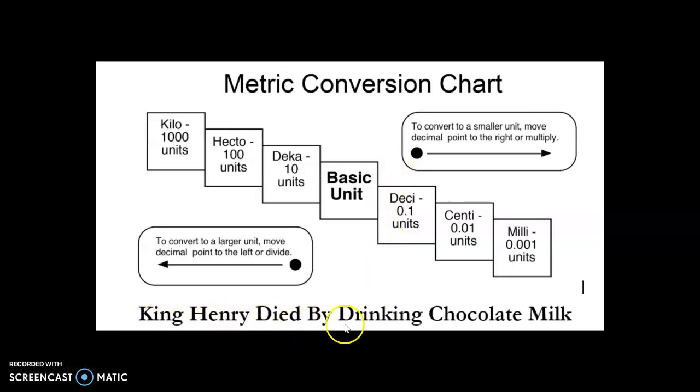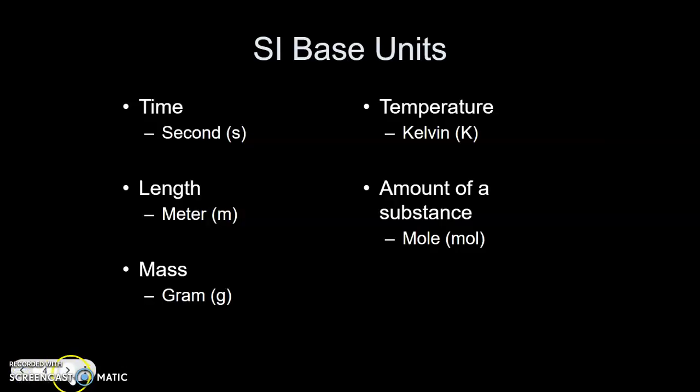Also, there's this little mnemonic here to help you remember these. So King Henry died by drinking chocolate milk. Each of the first letters in this mnemonic coincides with each of the units. Okay, and then of course the B in the middle. So King Henry died by, the B stands for the base unit. Okay, and again, those bases are these units right here.